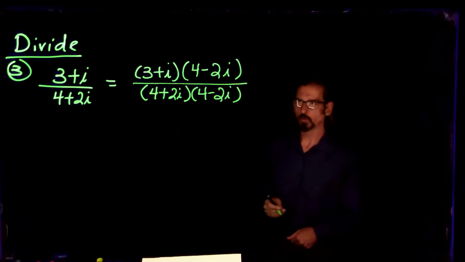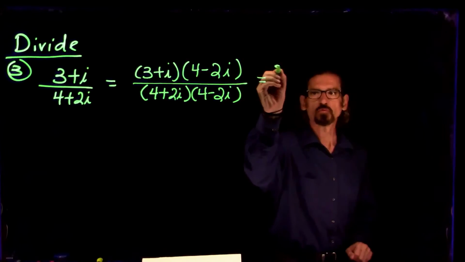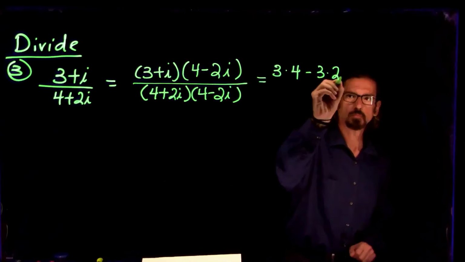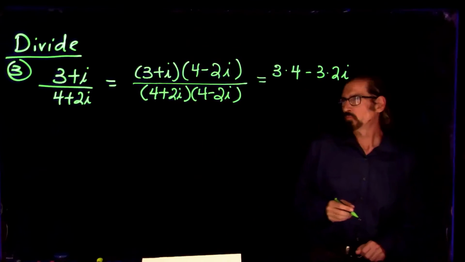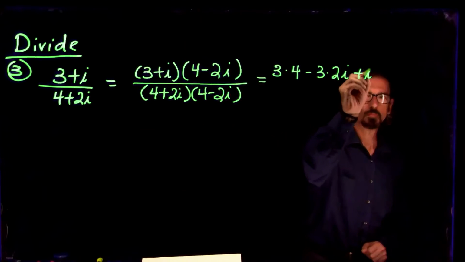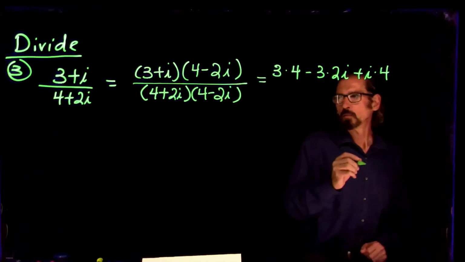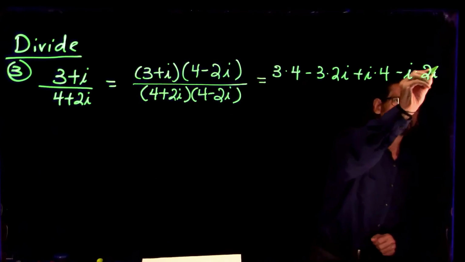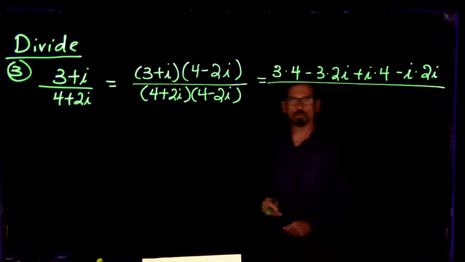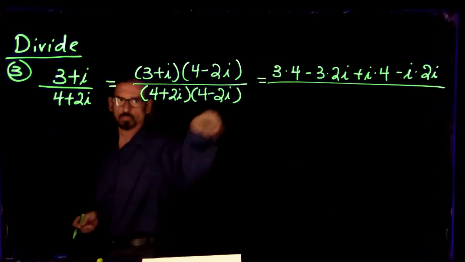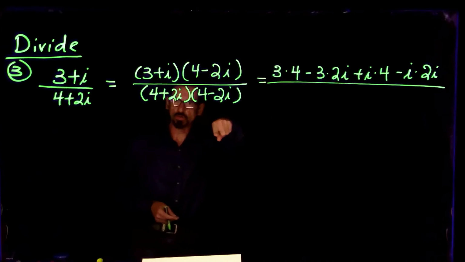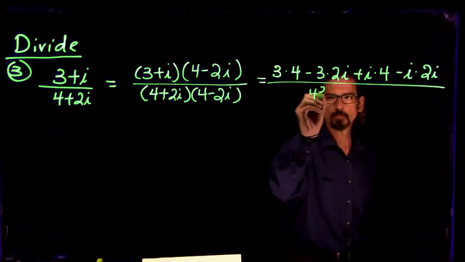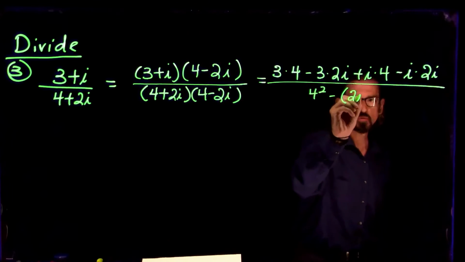So we're going to do FOIL in the numerator. 3 times 4, minus 3 times 2i, plus i times 4, minus i times 2i. In the denominator, again, we can do FOIL to multiply the two conjugates of each other, but I'm going to speed that up by the difference of two squares. We're going to have 4 squared minus all of 2i squared.